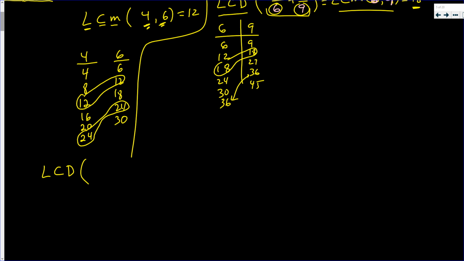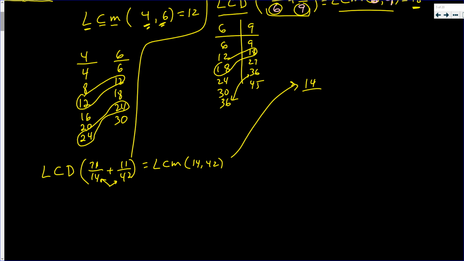If you were asked to find the LCD of, say, 71 over 14 plus 11 over 42, find the least common multiple of the two denominators. Let's do that up here. And you have to know your times table. 14 times 1, 14 times 2, 14 times 3, 42. That's going to be the first number on the 42 table.